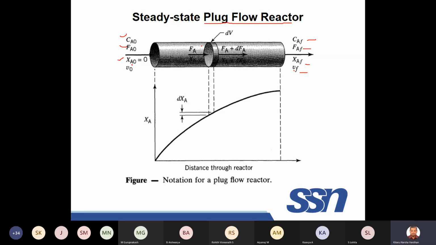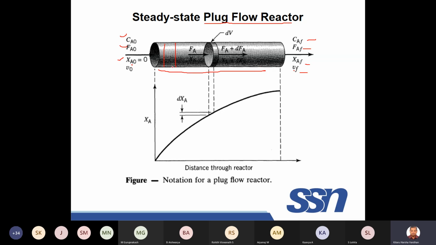So here what will happen is, because the concentration is changing along this particular axis, here there will be one concentration, here there will be another concentration, because the reaction is happening along the length of the tube, right?